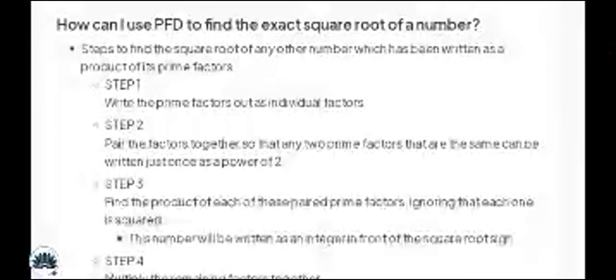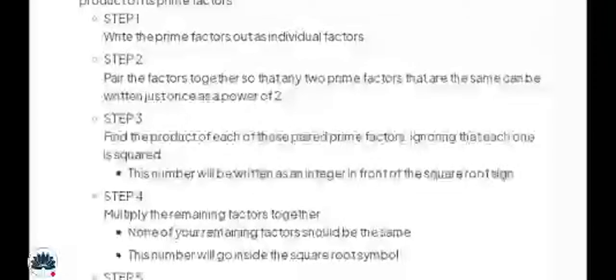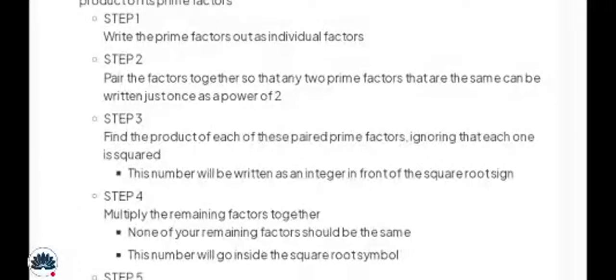Now here are some steps for you. How can I use prime factor decomposition to find the exact square root of a number? Here you are required to just recognize the steps. Step 1, write the prime factors out as individual factors. Step 2, pair the factors together so that any two prime factors that are the same can be written just once as a power of 2. Step 3, find the product of each of these paired factors, ignoring that each one is squared. This number will be written as an integer in front of the square root sign.